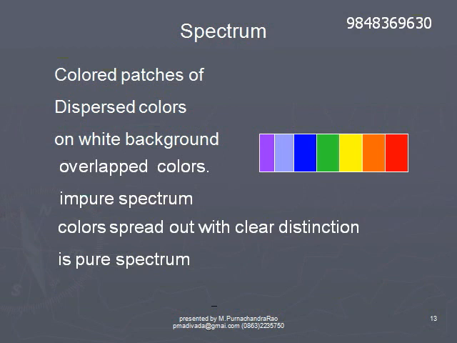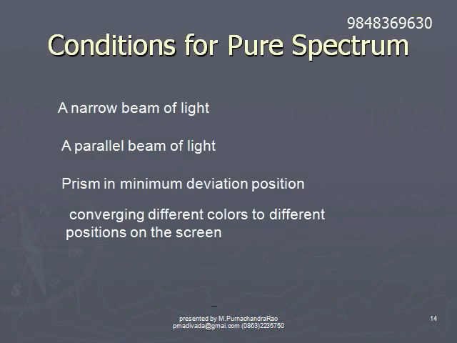Impure spectrum. If the colors can be arranged clearly one after the other without overlapping, such a spectrum is known as a pure spectrum. A spectrum in which the colors are spread out with clear distinction without overlapping is called a pure spectrum. Here, a pure spectrum is given.